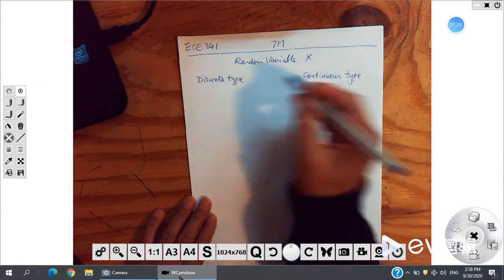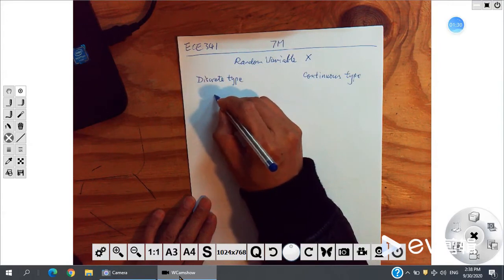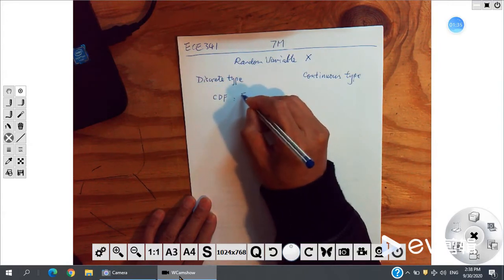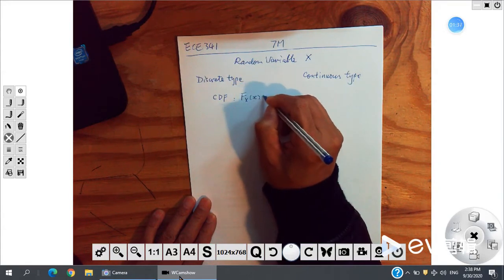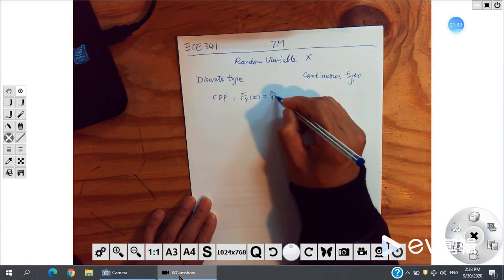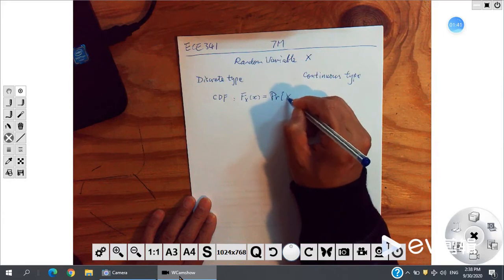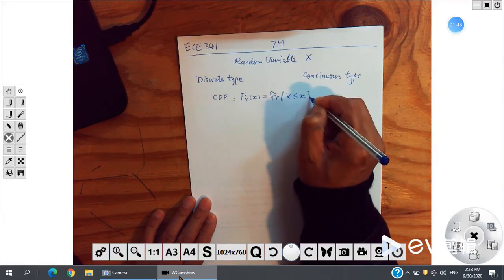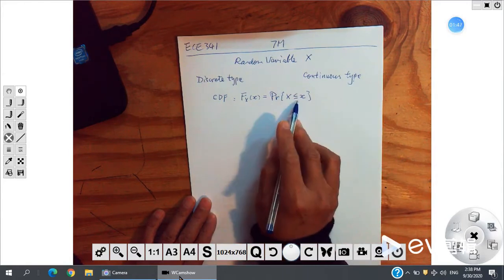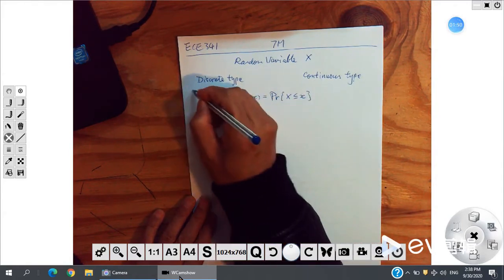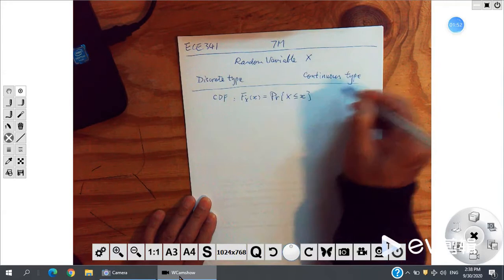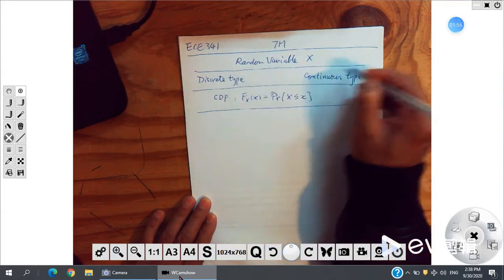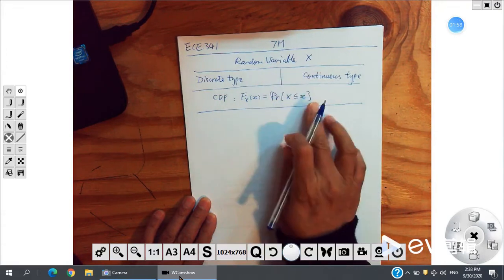So the first function is CDF. F_X(x) equal to the probability of capital X smaller than or equal to lowercase x. This definition works for both types.